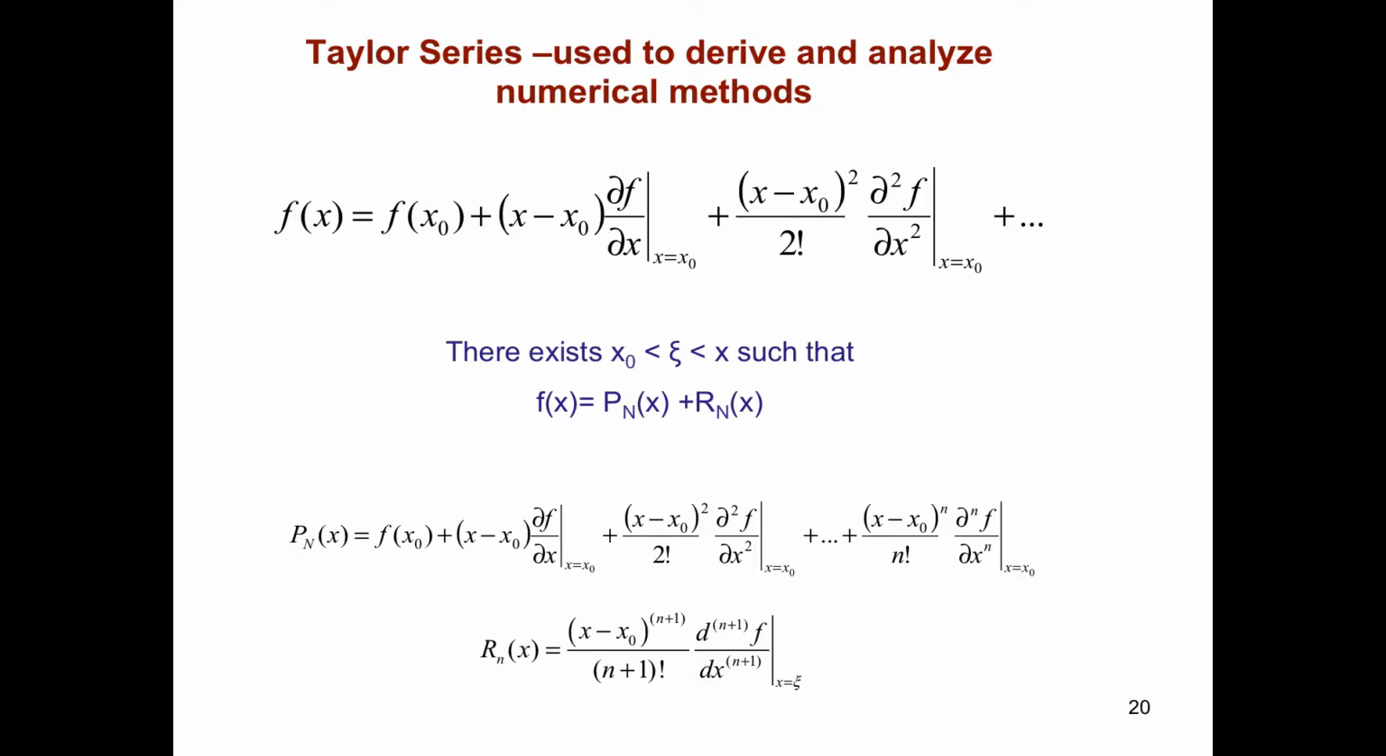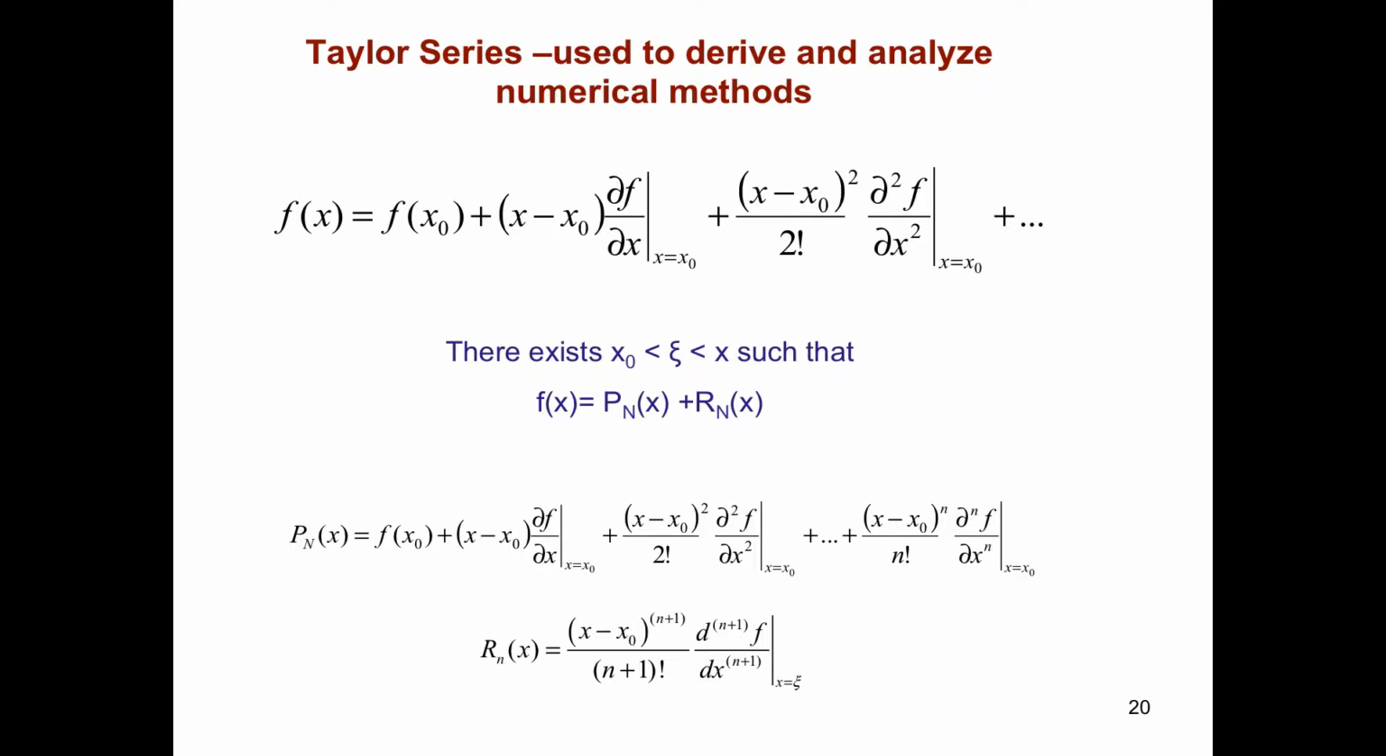So there is such a point, and the order of my error is the difference to the n plus 1. Why is this useful? If I'm really close to x0, this is a relatively small number, because I just raised something small to the n plus 1. And hopefully this derivative is limited in size as well. So this is a relatively small number, and I have a pretty good approximation with Pn.